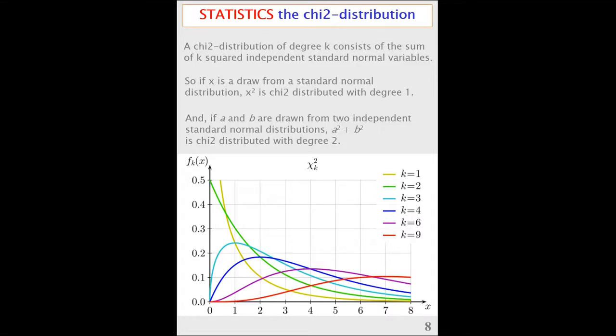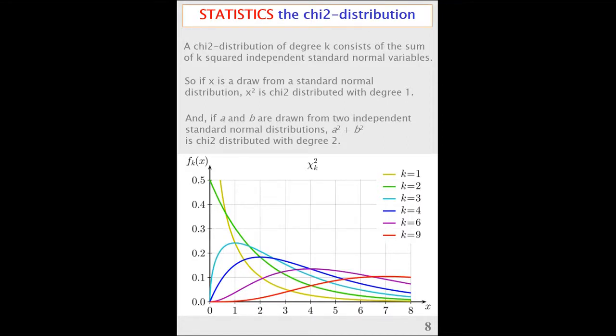Can do the same thing now for two variables. If a is from a normal distribution, I draw from that normal distribution, I square that number. B is also from a normal distribution, I draw from that normal distribution, I square it, and now I add them up. Now it's again a chi² distribution, but now of degree 2. So that degree says something about how many different squared normal variables I add up.